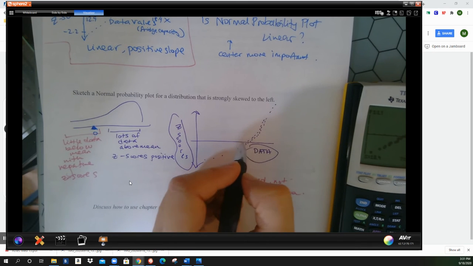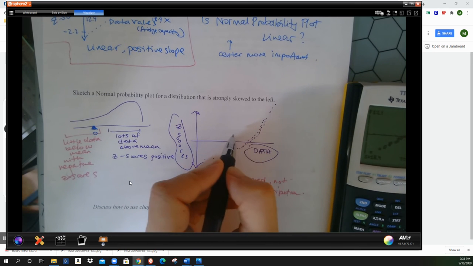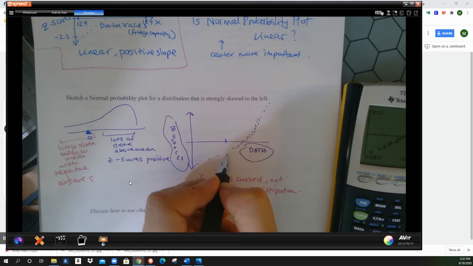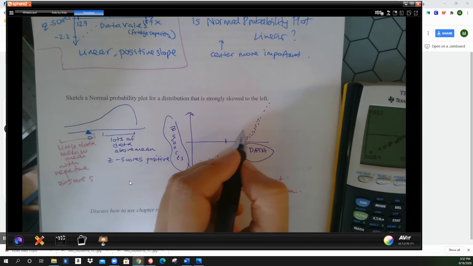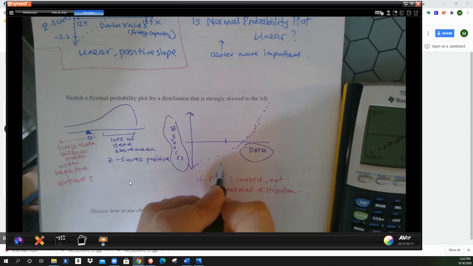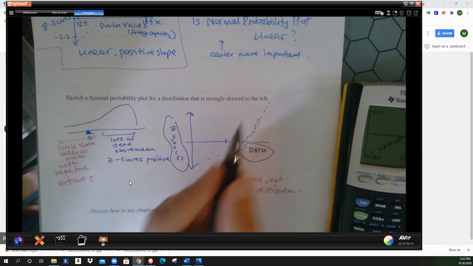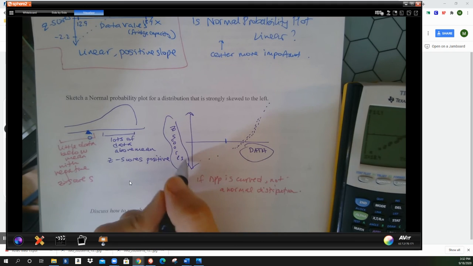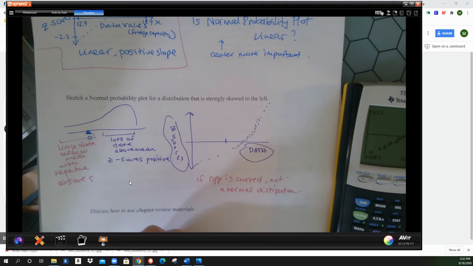And then I see lots and lots of data very, very close together. So what I think of visually is the middle of this x-axis is not where the middle of the dots is. There's very few dots below and very many above. And then this is the curve we're talking about, right? So you'll be seeing a curve instead of a straight line if it's skewed to the left. So if the normal probability plot is curved, it's not a normal distribution. So if it's curving the other way, then it's going to be skewed right.